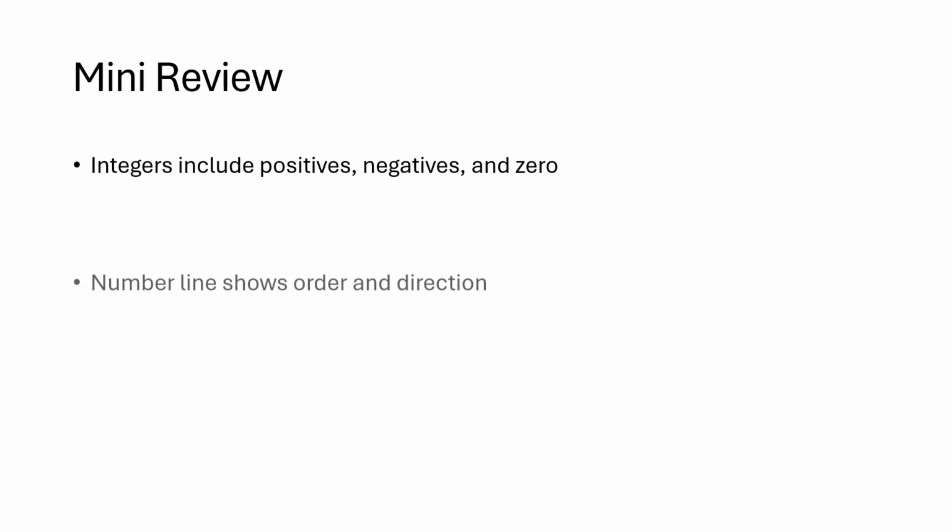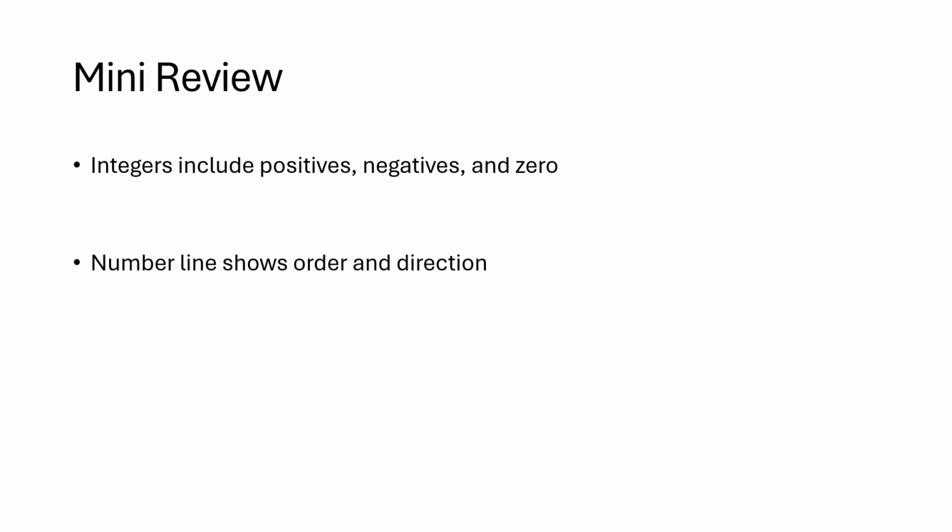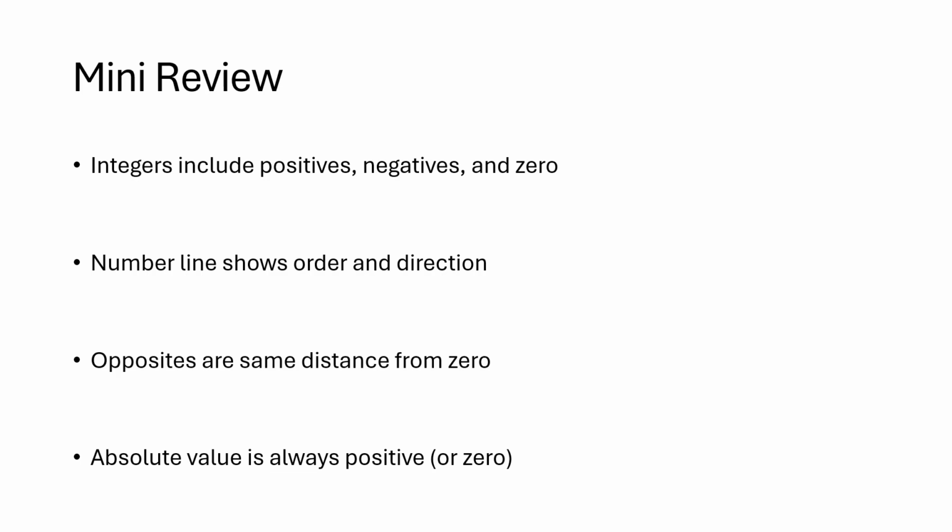Quick review. Integers include positive numbers, negative numbers, and 0. The number line helps us see how these numbers are ordered and which direction they go. Opposites are always the same distance from 0, just on opposite sides. And absolute value tells us that distance. It's always positive or 0.